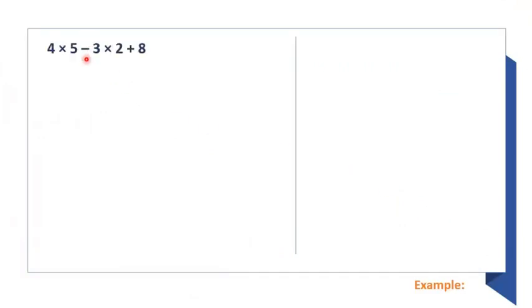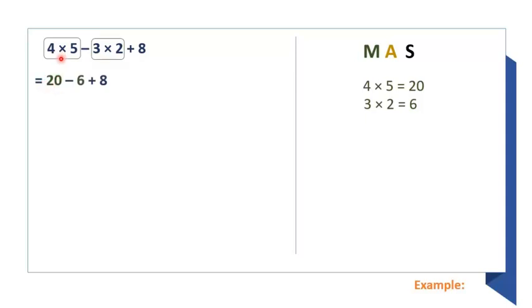Now the same sum let us solve following the order of operation. This is the order of operation: multiplication, addition and subtraction. The first order of operation is multiplication. So if you see here, we have encircled this multiplication sum to be solved first. So if we solve it, 4 5s are 20 and 3 2s are 6. So the solution of these two multiplications has to be written with an equal to sign. The solution of 4 into 5 is 20. The solution of 3 into 2 is 6.